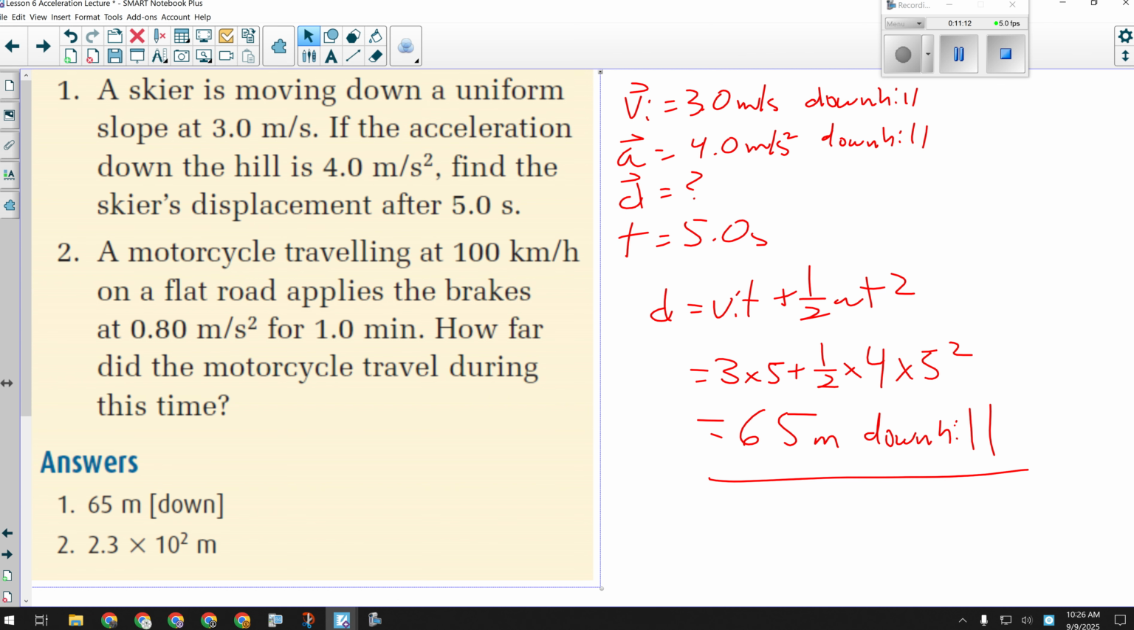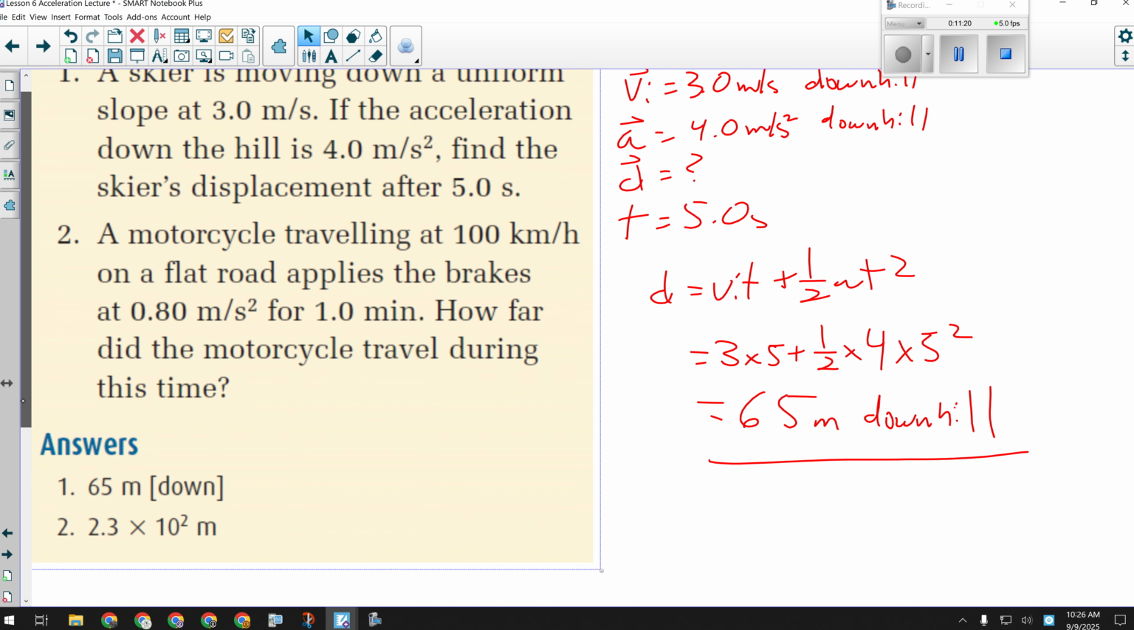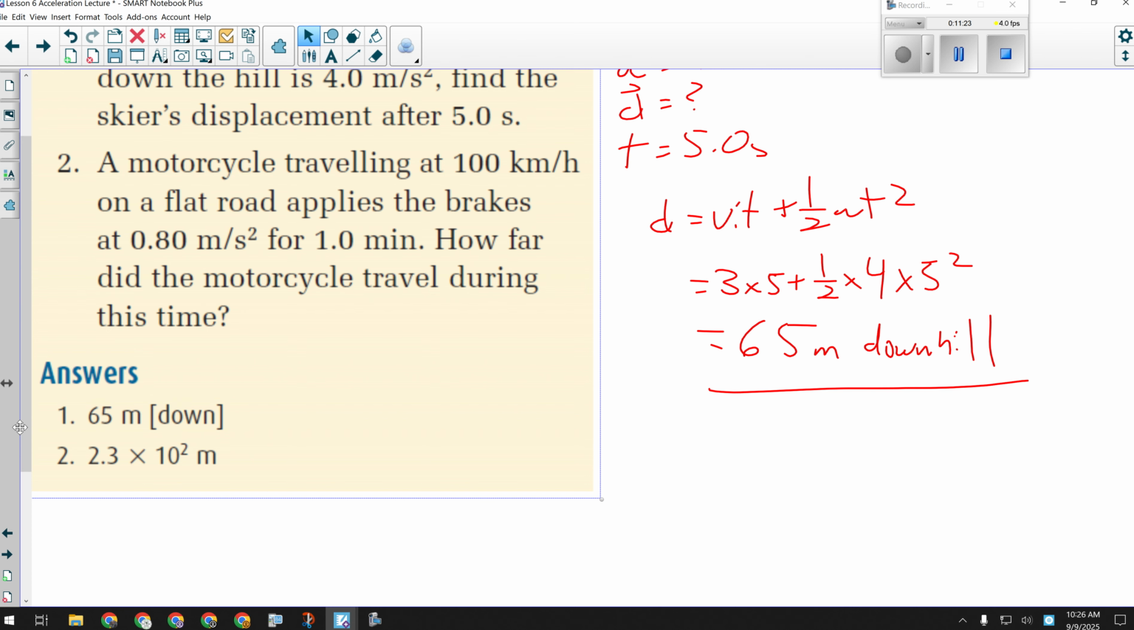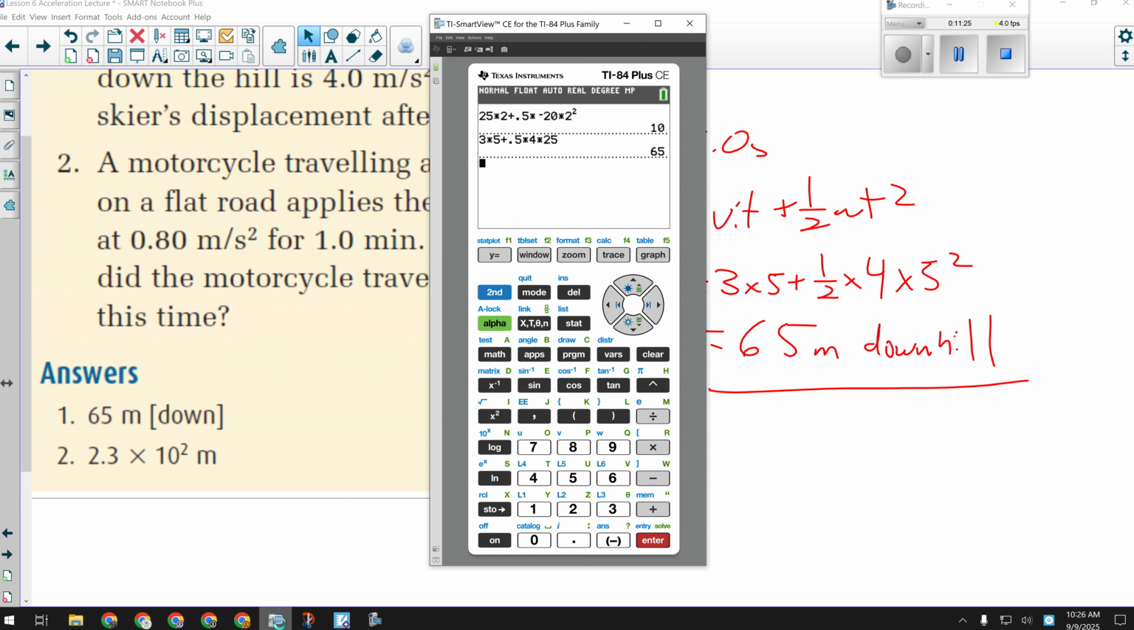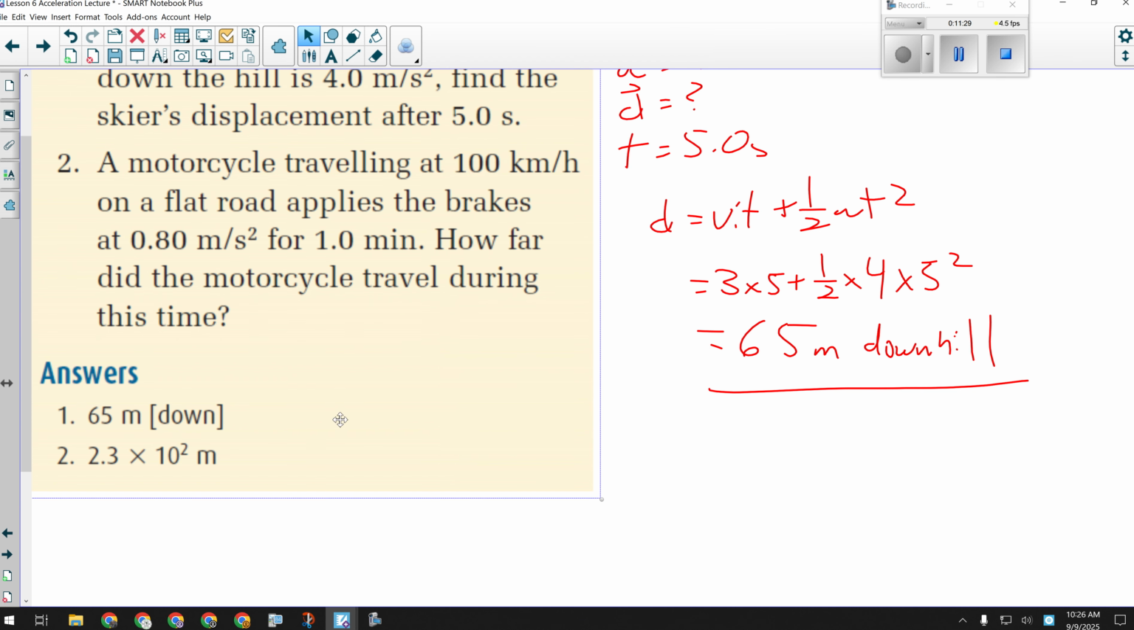How many people have done number 2? You've got to do that divide by 3.6 thing here to get it back into meters per second. So we've got a motorcycle traveling at 100 kilometers per hour. If we go 100 divided by 3.6, we're going to get 27.7 repeating. So there's our VI.